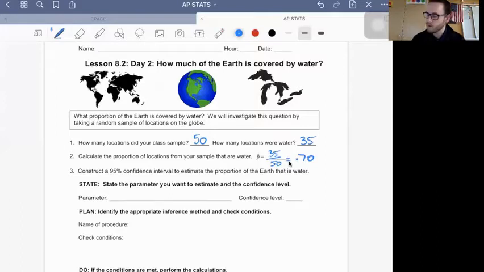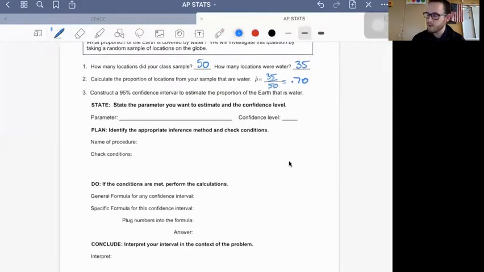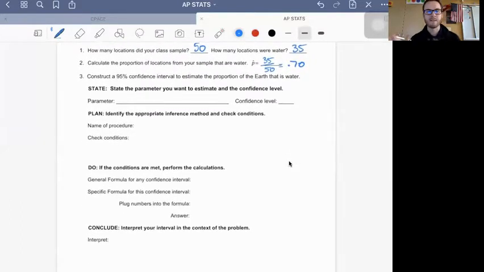And now in number 3, we're actually going to be working through the structure for constructing a confidence interval in a way that is clear and concise, but yet warrants full credit if you're to take the AP test or complete a free response question. So we're going to call the structure state, plan, do, conclude. So you're going to state what we're interested in. We're going to make sure the plan for the method works. We're going to do the method, and then we're going to conclude the method.